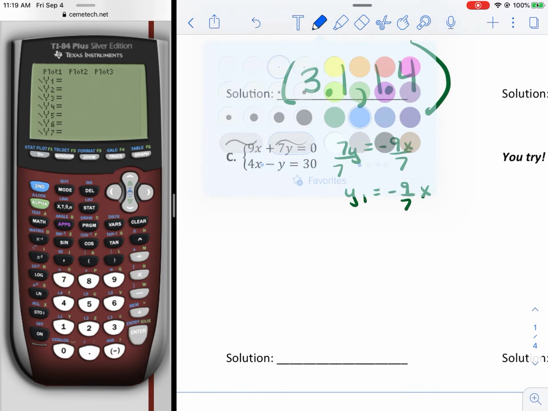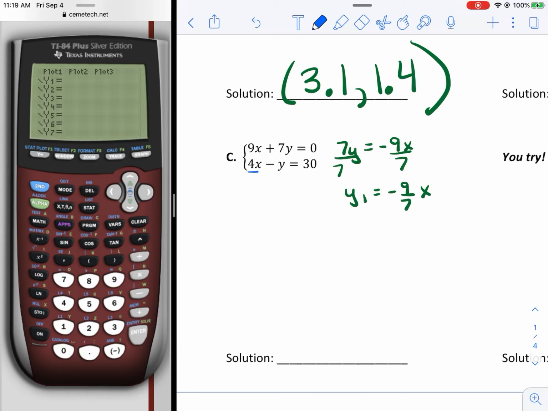For the second equation, okay, I'm going to move the 4x to the other side. I get negative y equals negative 4x plus 30. Okay, but I don't want negative y, I want positive y. So think of that as an invisible negative 1. So I'm going to divide everything by negative 1. And I get y equals positive 4x minus 30. And that's what I'm going to type in y2. That's my second equation. So here's the two equations that we're going to put in the calculator.